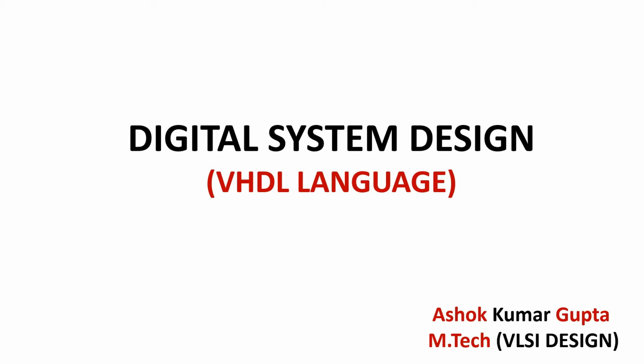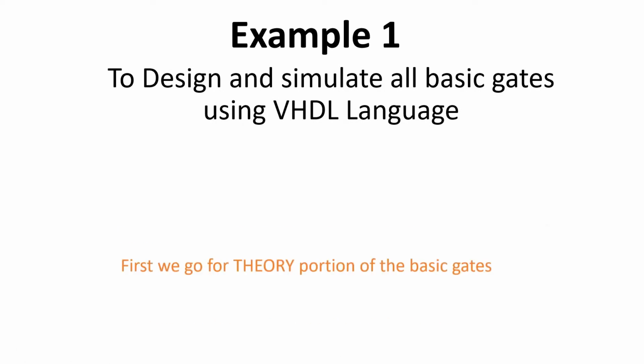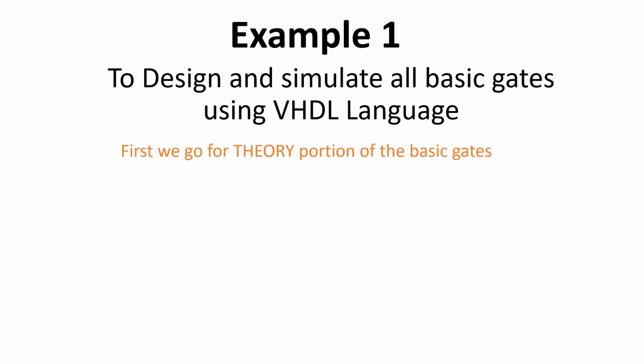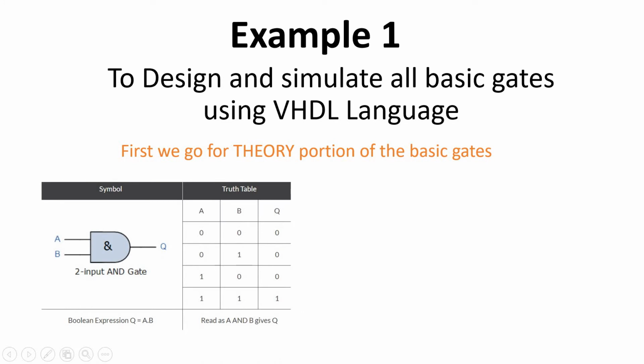Now I am going to start my first example. Example number 1: to design and simulate all the basic gates using the VHDL language. First we go for the theory portion of the gates. It is a basic AND gate, and the boolean expression of the AND gate is A and B.